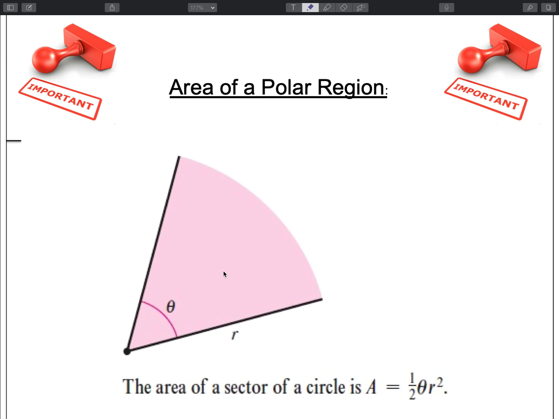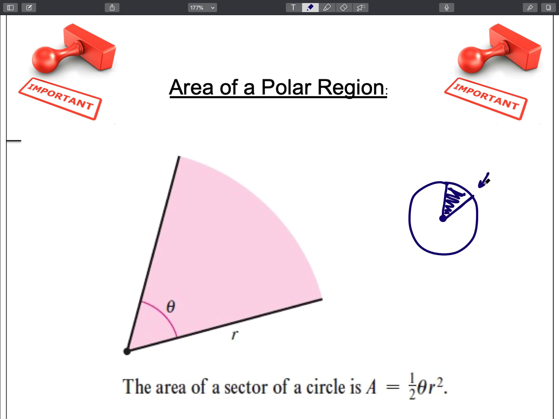So imagine that you had a pizza or a pie or something like that in the shape of a circle. If you started at the center and then cut out a slice of it, that slice would be a sector. The area of that sector can be built with 1/2 theta times r squared. Again, r is the distance from that center out to the circumference.